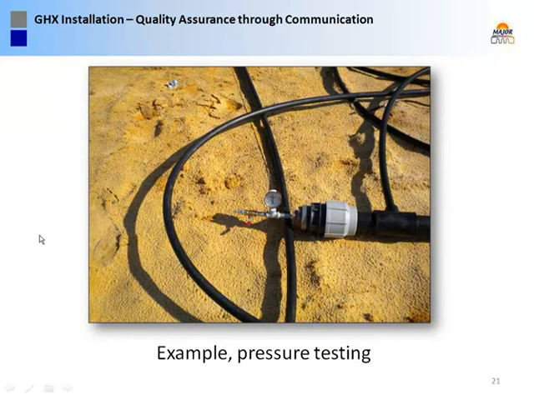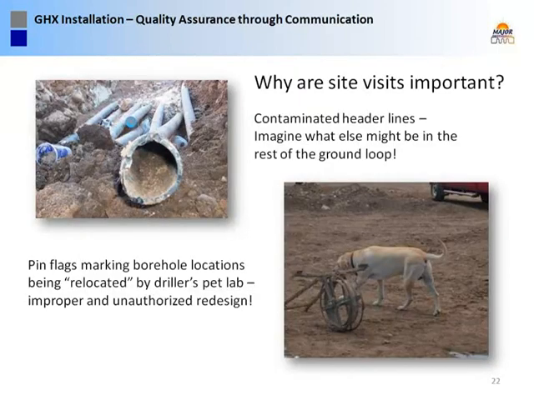Here's just a shot of a pressure test in progress. And to make a point about contamination in ground loops, on the upper left-hand photo, that's from an actual system, header piping in North Dakota. And the driller was claiming that, oh, we can purge all that out. That's not a problem. And I had a little bit of heartburn with that statement. And on the lower right, the driller's pet lab didn't like my design, decided to redesign by pulling up the pin flag. So anyways, site visits can be enlightening.